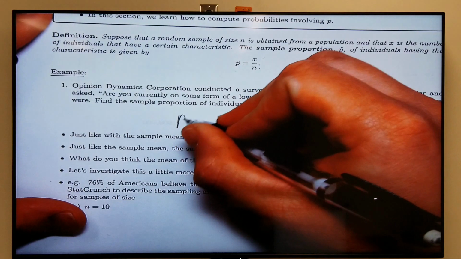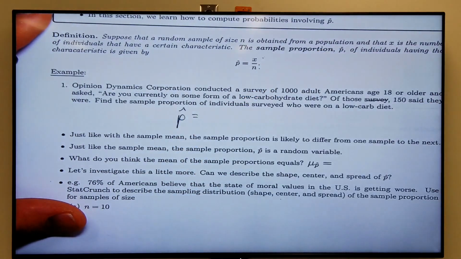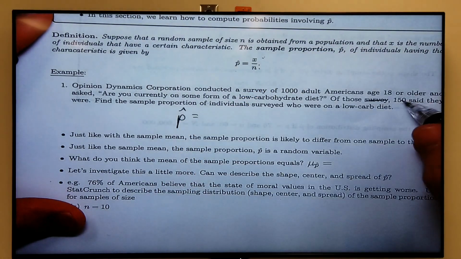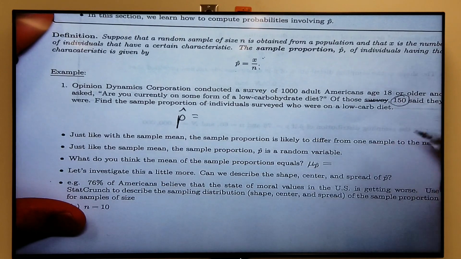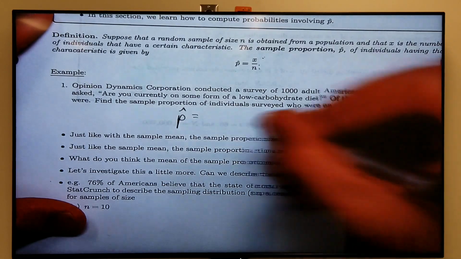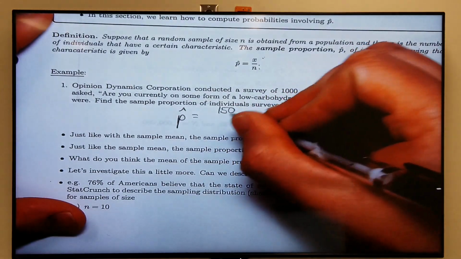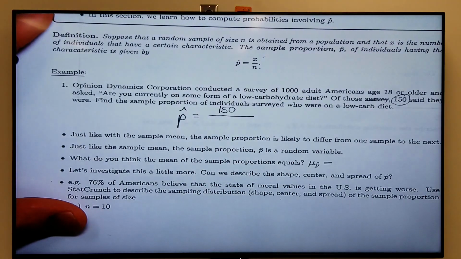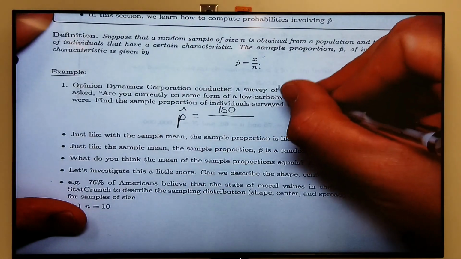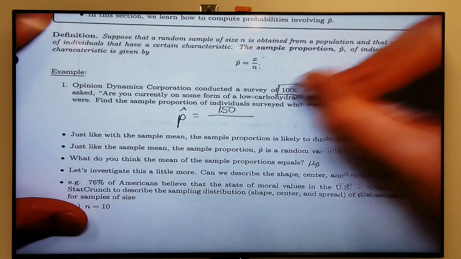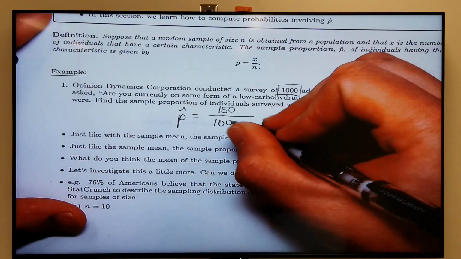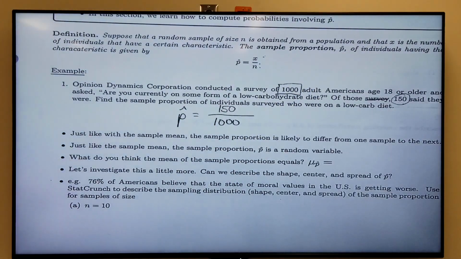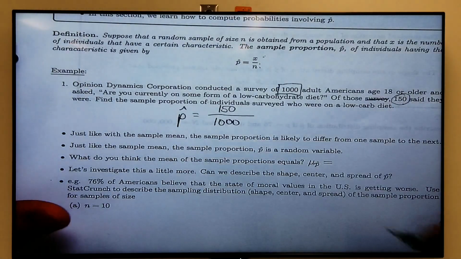Okay, so the sample proportion, p hat, would be the number of people who had the characteristic, 150 who said they were on a low-carb diet, divided by the total number of people who were asked, the total number of people surveyed. We had a survey of 1,000 adult Americans. So p hat would be 150 over 1,000.